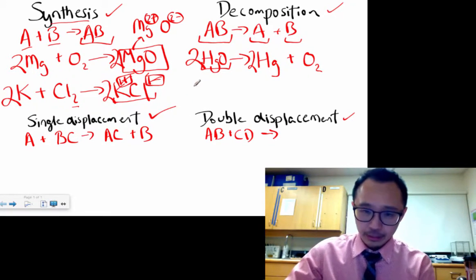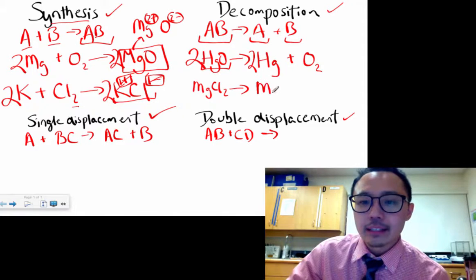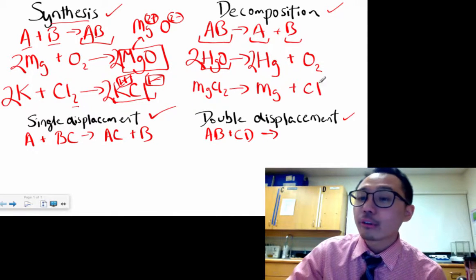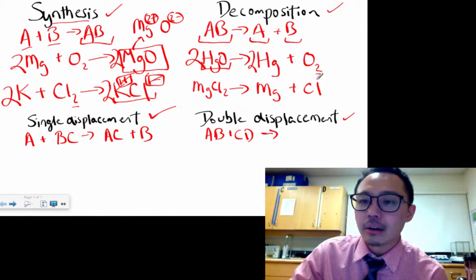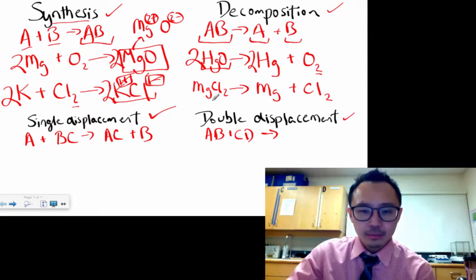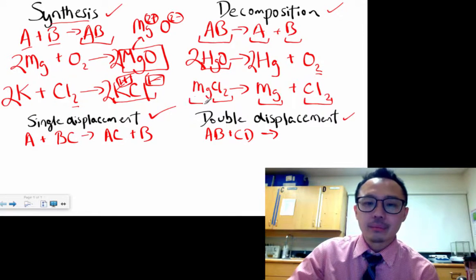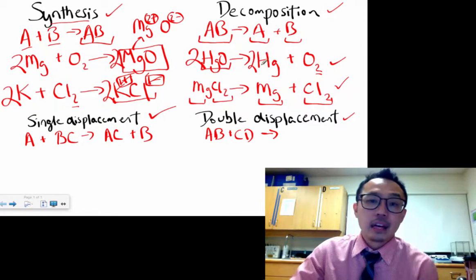And an example here, let's try MgCl2. This will decompose into magnesium and chlorine. Chlorine is another one of these diatomic molecules, so you need Cl2. So then you're going to check if it's balanced. It looks pretty good because there's 2 chlorines, 1 magnesium, 1 magnesium. So this is balanced, and we're all happy.